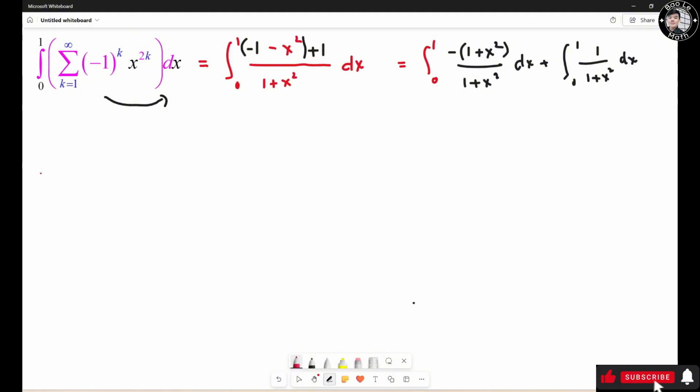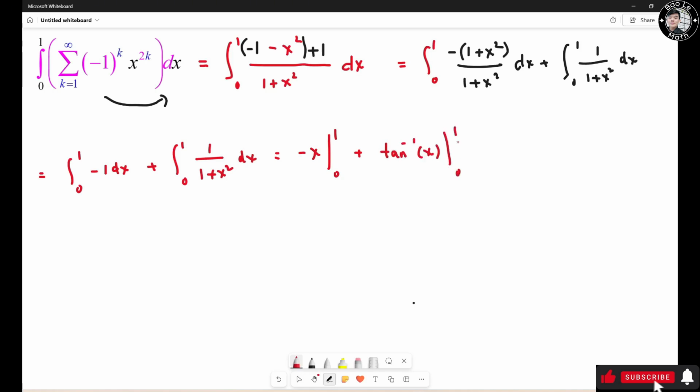Now I need to calculate these. So this turns out to be the integral from 0 to 1 of negative 1 ds, plus the second integral from 0 to 1 of 1 over 1 plus s squared ds. Now the first one turns out to be negative s evaluated from 0 to 1. The second one turns out to be inverse tangent of s evaluated from 0 to 1. So this turns out to be negative 1 plus, substituting 1 over here, inverse tangent of 1.